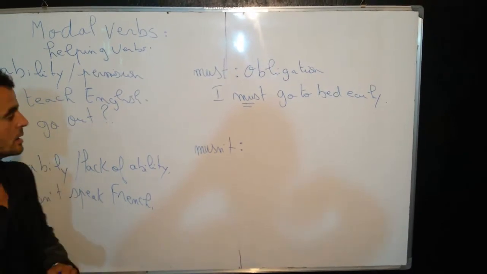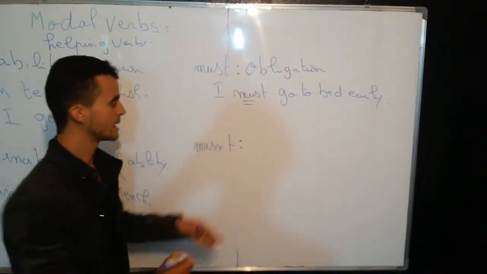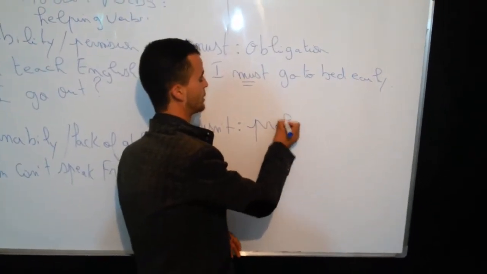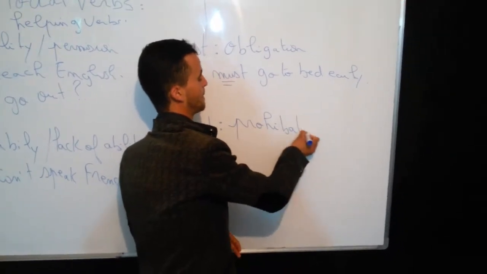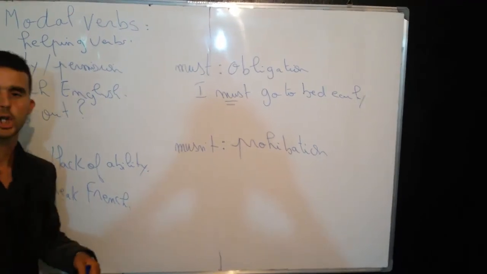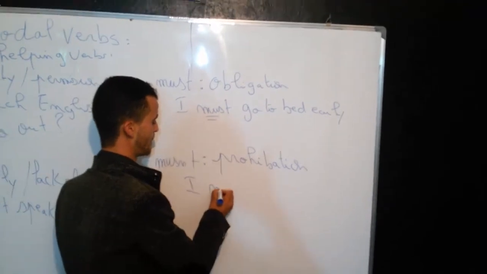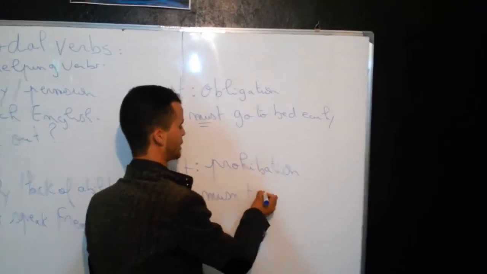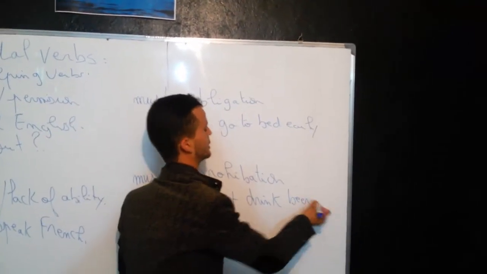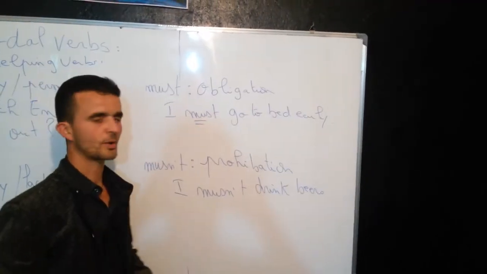And the last modal verb here is mustn't. So mustn't refers to prohibition. So what does it mean? Prohibition is something we mustn't do. For example, I mustn't drink beers. So I mustn't drink beers. So here mustn't refers to prohibition.